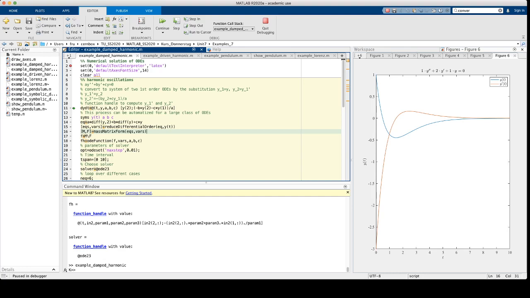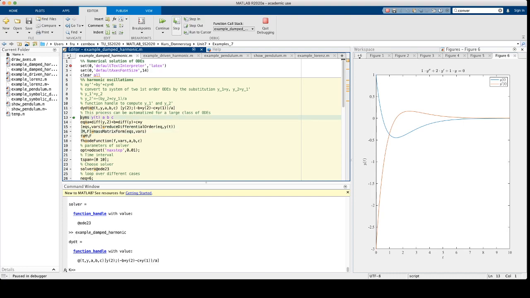The first entry in this vector of two functions is the right hand side of equation 8, just y2, and the second entry of this column vector is the right hand side of line 9. So it's minus b times y2 minus c times y1 over a. So this defines the way of computing the right hand side in the system contained in lines 8 and 9.